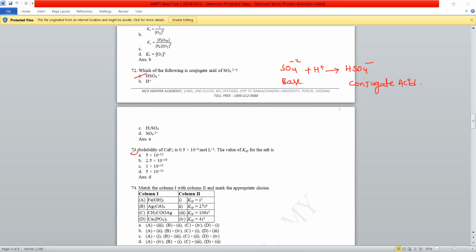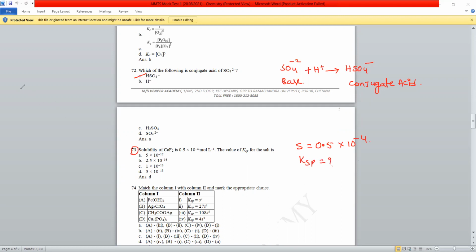We'll go for question number 73. Very important Ksp problems. The solubility of CaF2 is 0.5 into 10 to the power of minus 4 mole per liter. They have given the solubility S equal to 0.5 into 10 to the power of minus 4. Then they are asking for the Ksp value for CaF2.